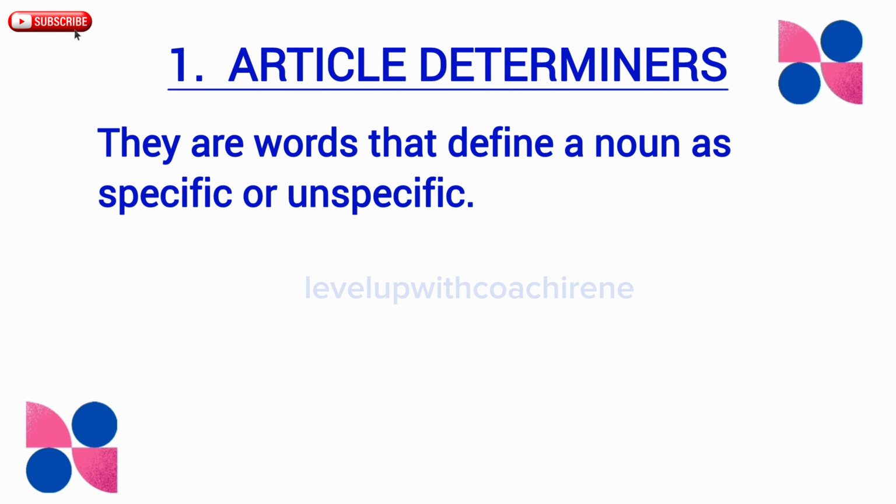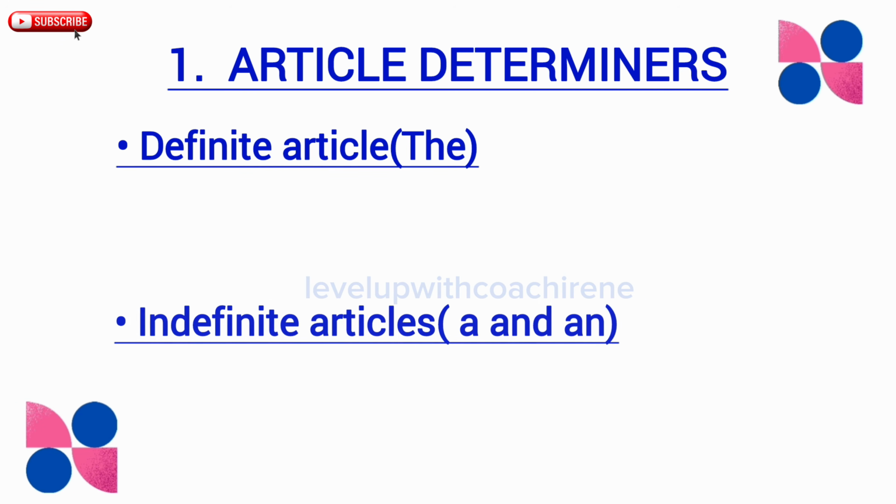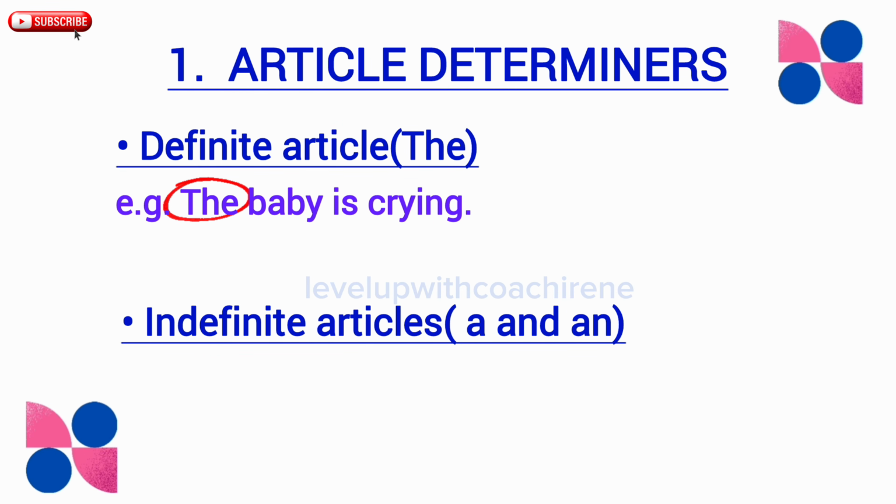Articles. They are words that define a noun as specific or unspecific. There are 2 types of articles. They include definite articles and indefinite articles. Definite article refers to a specific noun that is known to both the speaker and the listener. For example, the baby is crying. The refers to a specific baby that both people know about. The is a definite article.